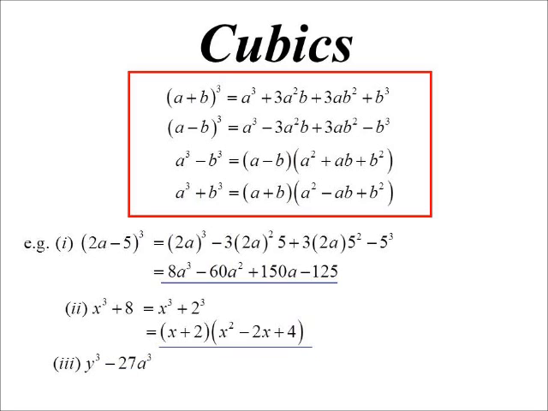Y cubed minus 27a cubed is different to 2 cubed because 27, of course, is 3 cubed. So it is 3a all cubed. So it will start with y minus 3a. Powers of y will go down by 1, so y squared, then the powers of 3a will go up by 1. So we have 3a times y, and then 3a all squared in the second one.